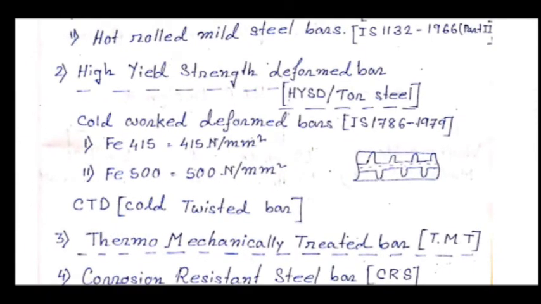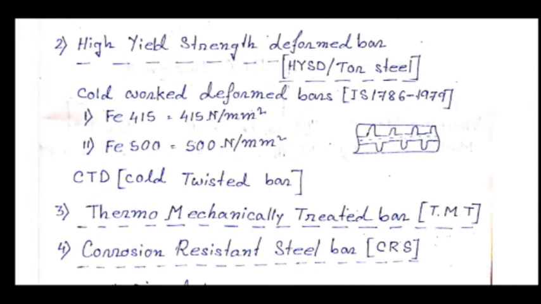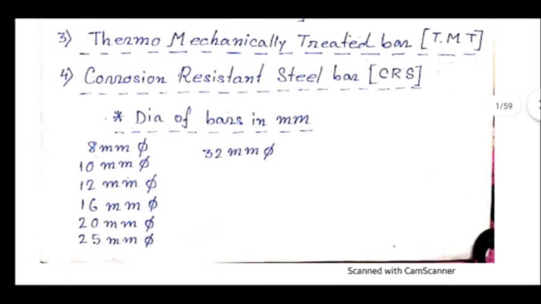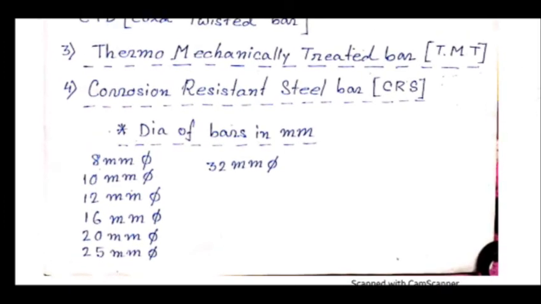There are a few more types of bars, that is thermomechanically treated bar, TMT. Nowadays you can see in many TV advertisements, many hoardings, the advertisement about TMT bars. So this term is, I think, very common to everyone nowadays. Another type of bars is corrosion resistant steel bar. Now bars are identified with the cross sectional diameters of the bars. The diameter of the bars, every time we should write in mm. In the market, 8 mm dia bar, 10 mm dia bar, 12 mm dia, 16, 20, 25, 32 and many more dia of bars are available.